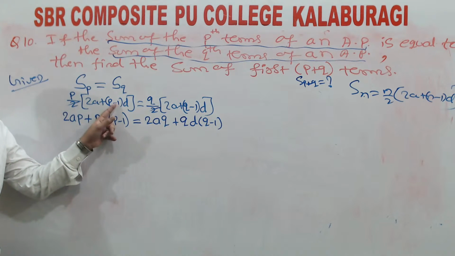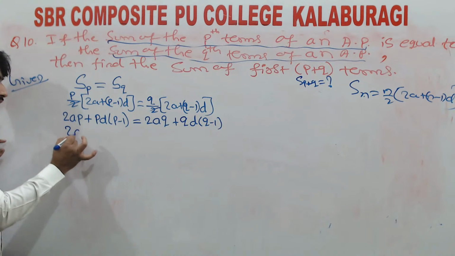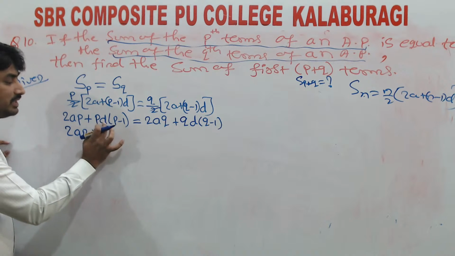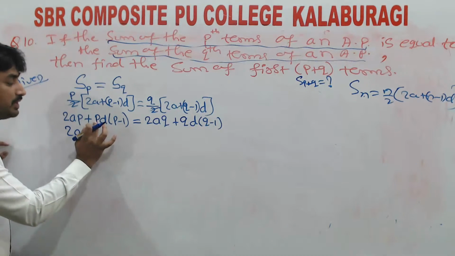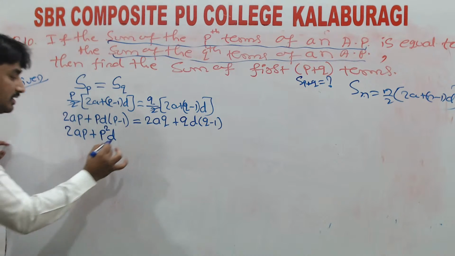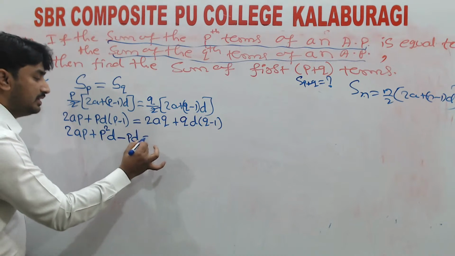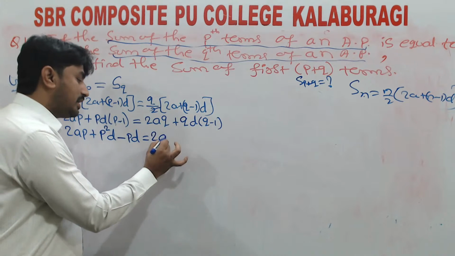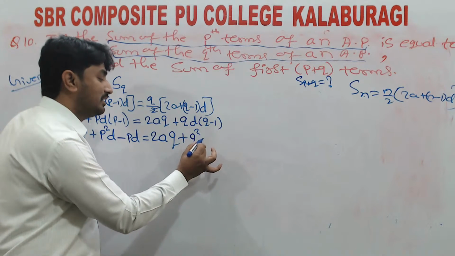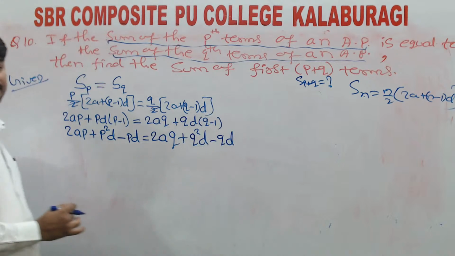Multiply p with the first term and second term, and q with the first term and second term. 2ap as it is, plus pd into the first term multiplication as well as the second term. p into d into p is p square d, and minus 1 into p into d is minus pd, is equal to 2aq as it is, plus qd into q is q square d, and q into d into the second term is minus qd.